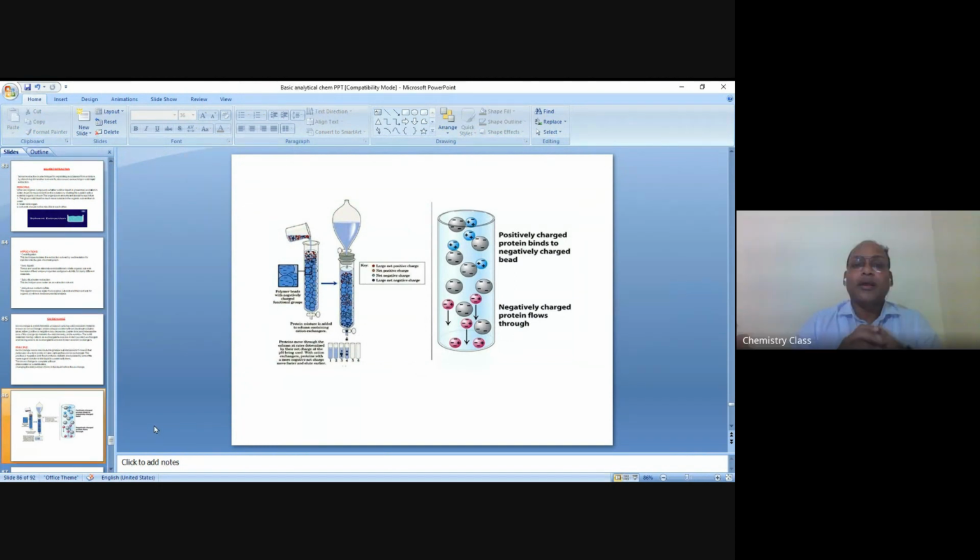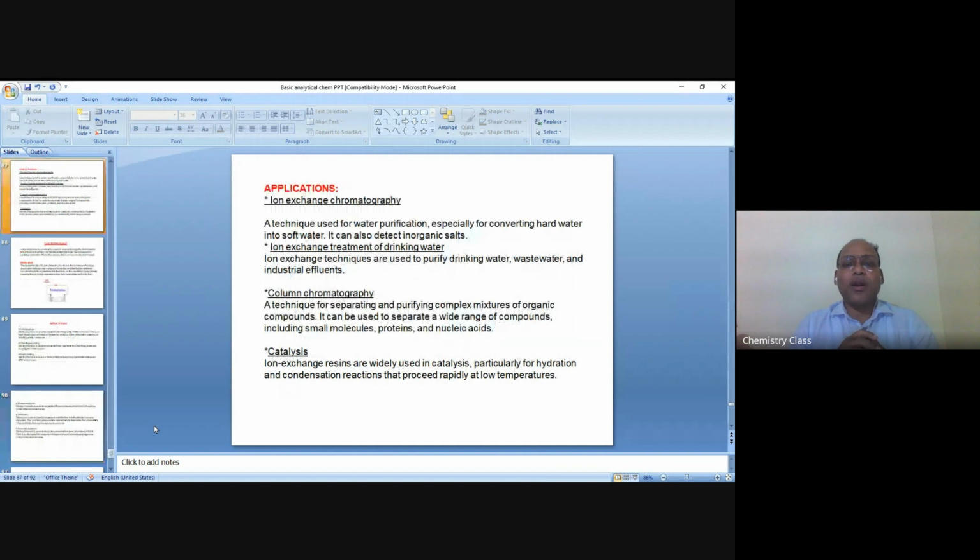Now, applications. Ion exchange chromatography is a technique used for water purification, especially for converting hard water into soft water. It can also detect inorganic salts. Then what is another application? Ion exchange treatment of drinking water. Ion exchange techniques are used to purify drinking water, wastewater, and industrial effluents.